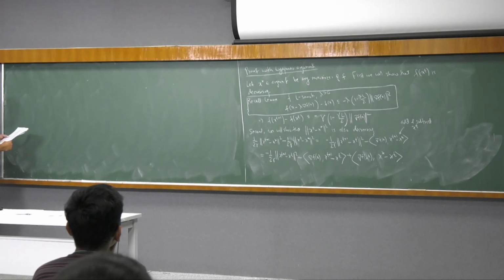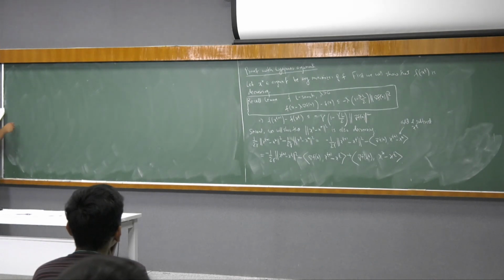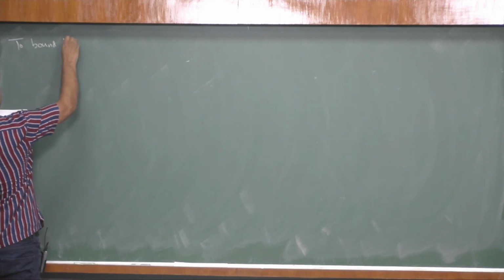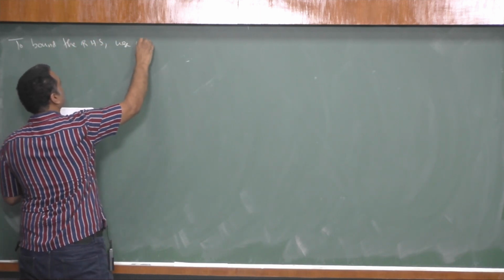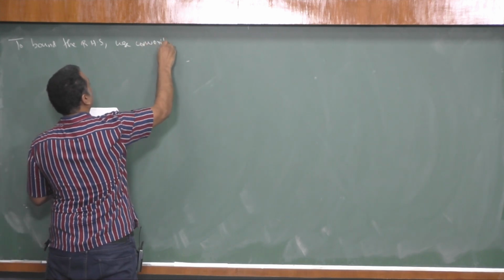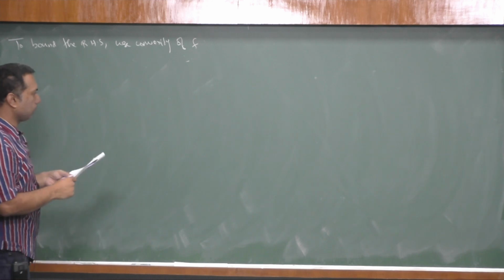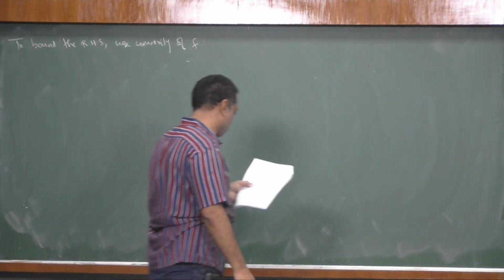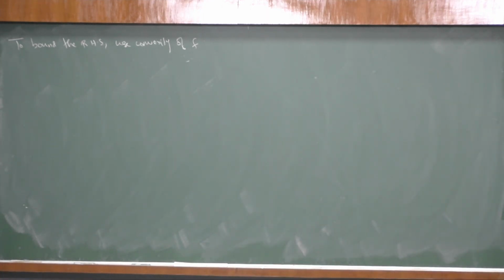To bound the right hand side, which is this guy, we will use convexity of f. So basically just look at the term x star minus xt. Let us look into this and try to bound this.